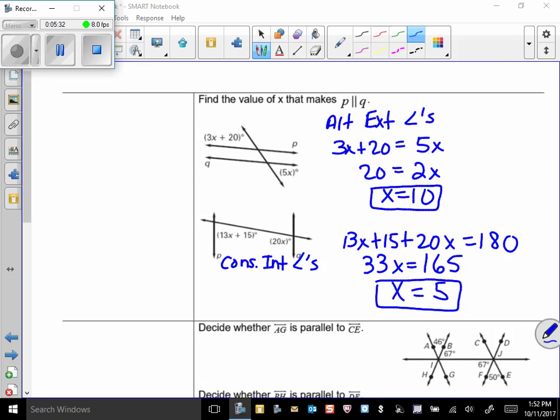All right, so in the first example there, I can see that those two angles are alternate exterior angles, and for P to be parallel to Q, alternate exterior angles would have to be congruent. So I set the two measures equal and got x equals 10.